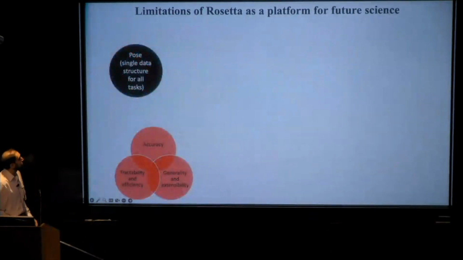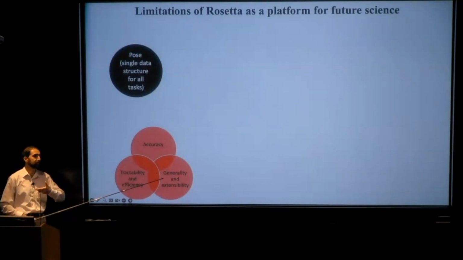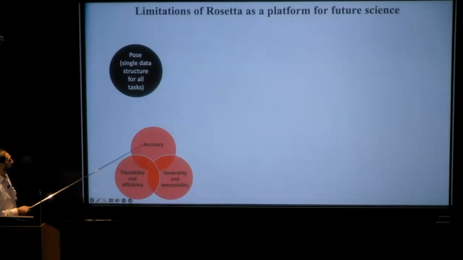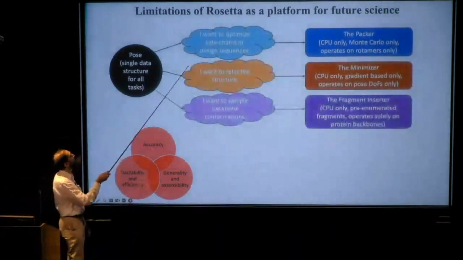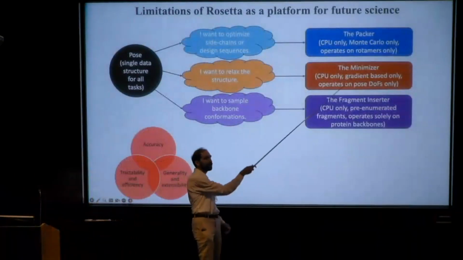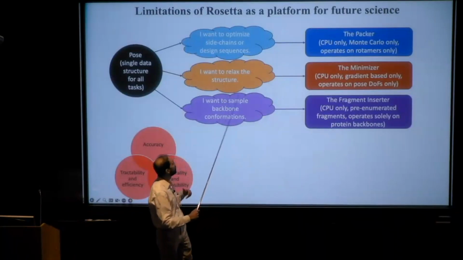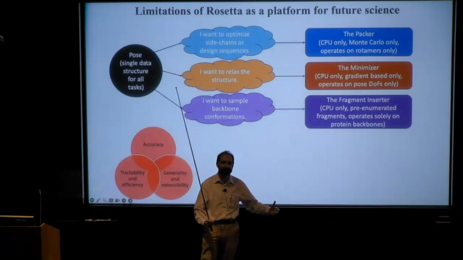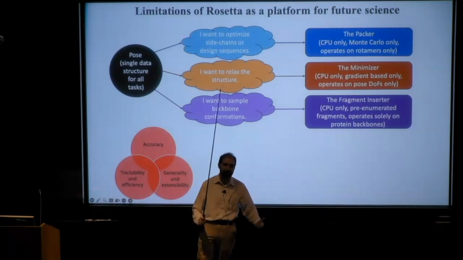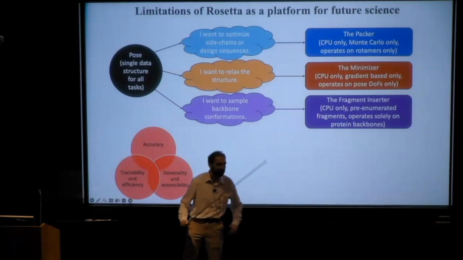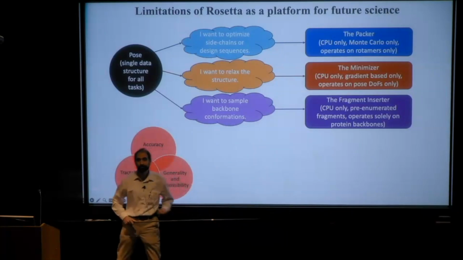Another limitation is we use a single data structure for everything we want to do. We've got this structure called a pose that represents structural information. And this limits our accuracy, our generality, and our efficiency. If I want to optimize sidechain rotamers, I use the packer, which operates on residues, which are things within a pose. If I want to relax the structure, I use the minimizer that operates on the data structures within a pose. If I want to sample backbone conformations, I use backbone samplers that operate on the data structures within a pose. The ideal data structure for each of these tasks might be different.